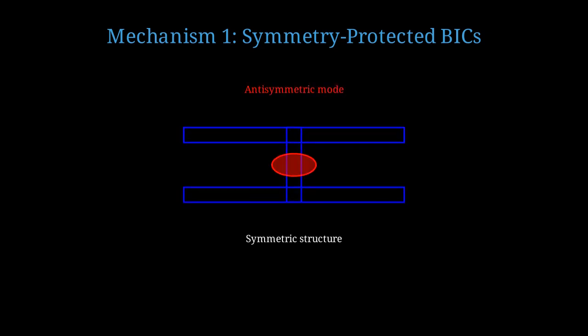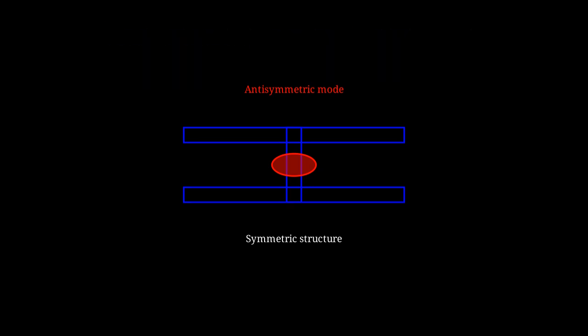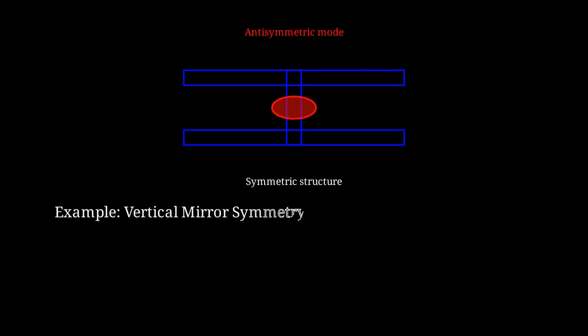Consider a symmetric photonic crystal slab. If the confined mode has an antisymmetric field distribution, while the radiation modes are symmetric, they cannot couple due to symmetry mismatch. This is a symmetry-protected bound state in the continuum. Let's think about vertical mirror symmetry. If your slab has mirror symmetry in the vertical direction, modes can be classified as even or odd. An odd mode cannot radiate into even radiation channels. The overlap integral between an odd confined mode psi odd and an even radiation mode psi even equals zero. This orthogonality prevents coupling, creating a bound state.